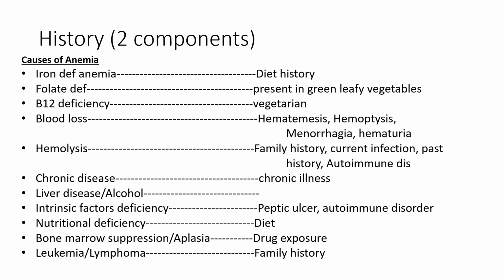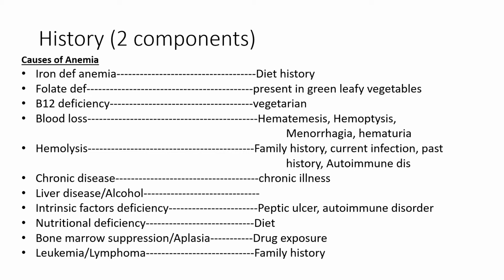In case of iron deficiency anemia, we'll ask for the diet history. Folate and B12 are also related to the diet history. Patients presenting with B12 deficiency are vegetarian. And folate deficiency, folate is present in green leafy vegetables, so diet would be important in this history too.